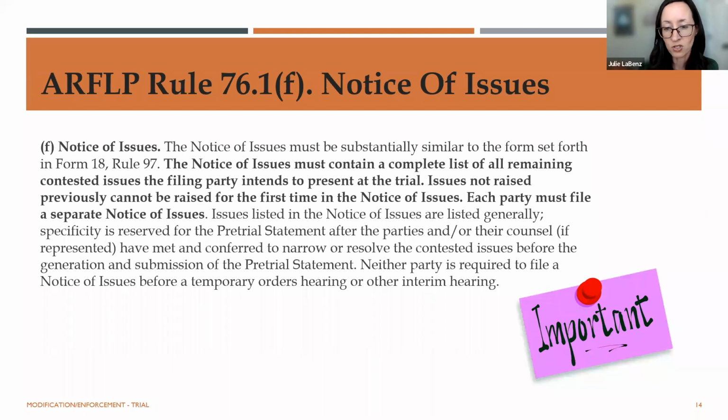Issues listed in the Notice of Issues are listed generally. Specificity is reserved for the pretrial statement after the parties and/or their counsel, if represented, have met and conferred to narrow or resolve the contested issues before the generation and submission of the pretrial statement. Neither party is required to file a Notice of Issues before a temporary orders hearing or other interim hearing. So this applies to a final trial on the petition. And this is where you just list the contested issues in a general manner. And then in the pretrial statement is when you get into more detail.